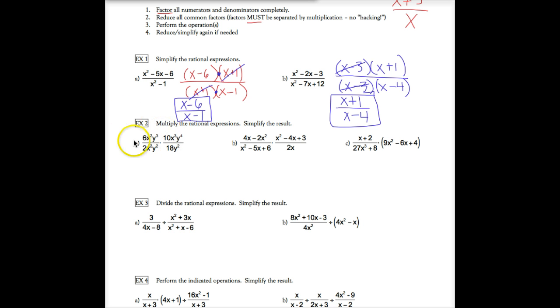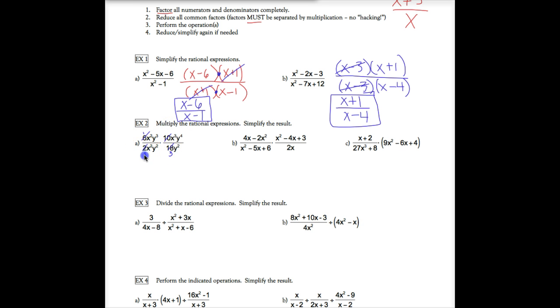Some people prefer to reduce first and then multiply. Some people like to do it the other way around. I usually make my decision based upon how big the numbers are. These ones aren't huge, but the 18 is big enough that I would probably at least reduce the numbers first. If you don't want to do the letters, again, you can multiply straight across first if you want. I'm going to reduce this 6 with the 18. They're both divisible by 6, so that becomes a 1, and this becomes a 3. I'm going to reduce the 2 and the 10.